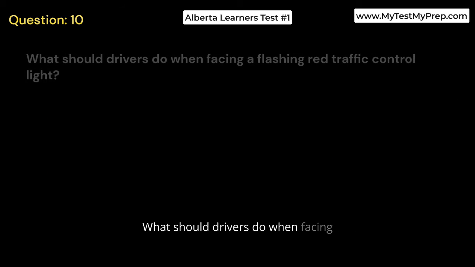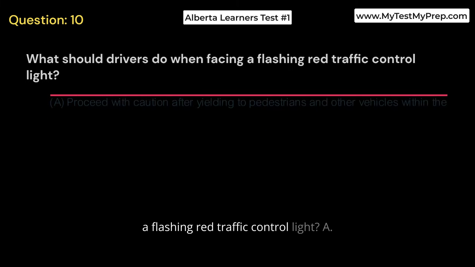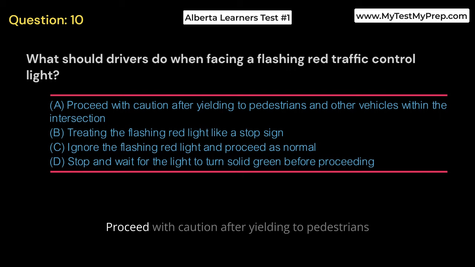What should drivers do when facing a flashing red traffic control light? A. Proceed with caution after yielding to pedestrians and other vehicles within the intersection. B. Treating the flashing red light like a stop sign. C. Ignore the flashing red light and proceed as normal. D. Stop and wait for the light to turn solid green before proceeding. Answer B. Treating the flashing red light like a stop sign. Stop before the stop line or crosswalk, proceed only when it is safe and after yielding the right-of-way.